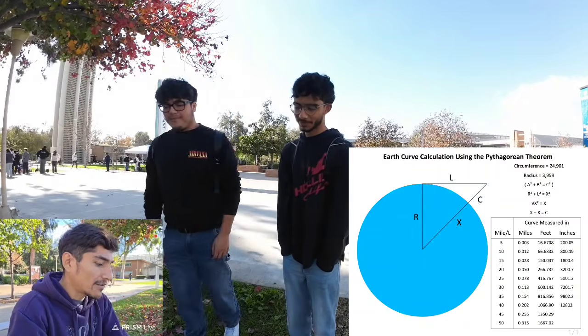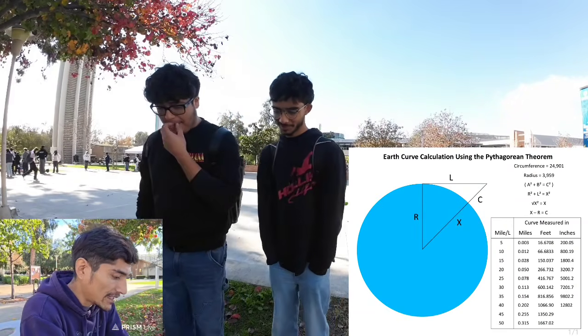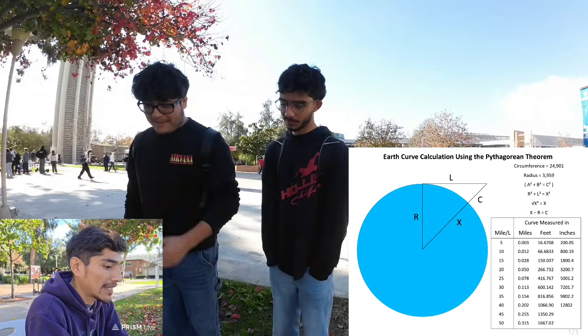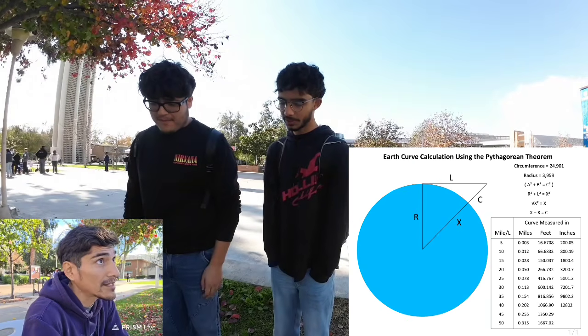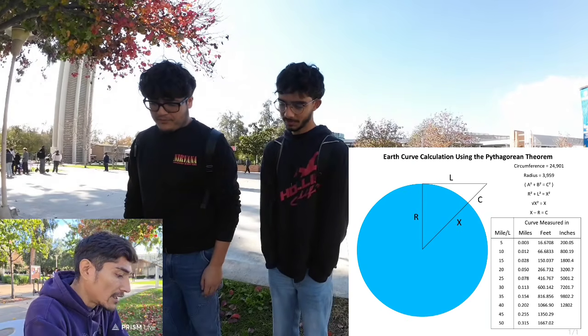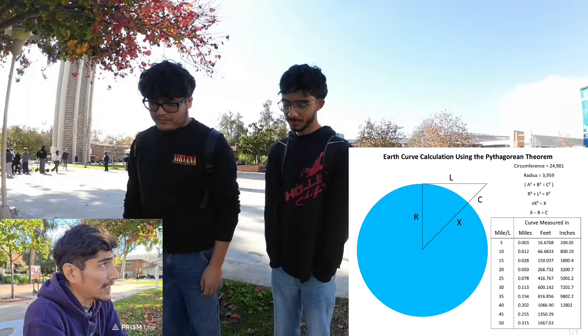So here's the radius of the Earth. You can look this up. I'm not making this up. It's 3,959 miles. That's the distance from the center to the outer circumference. And then the circumference of the Earth is 24,901 miles. Again, you can look this up.